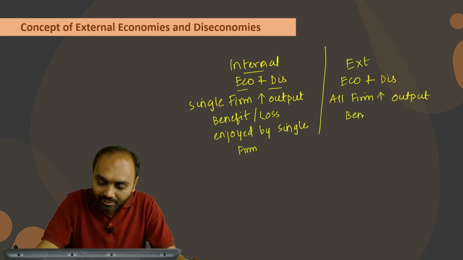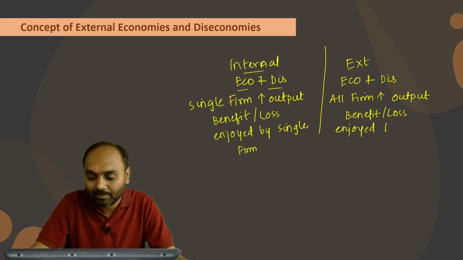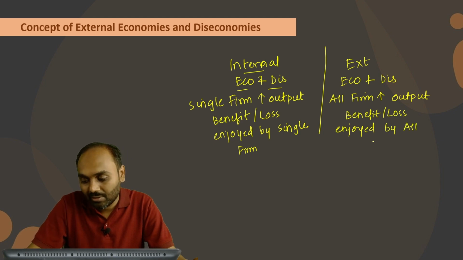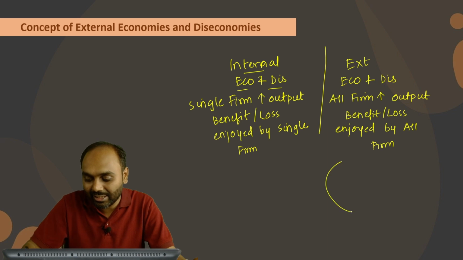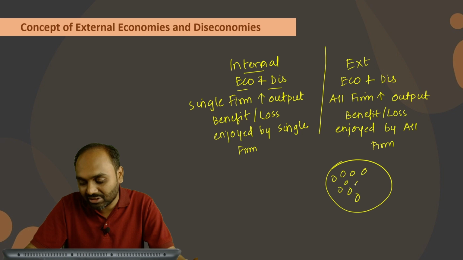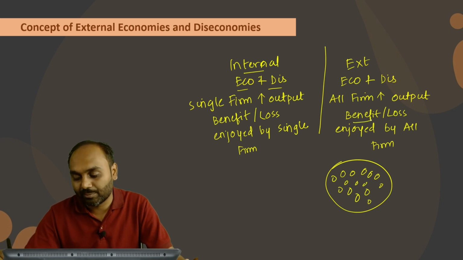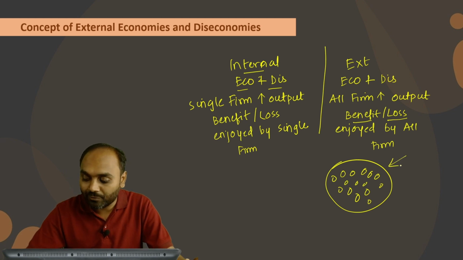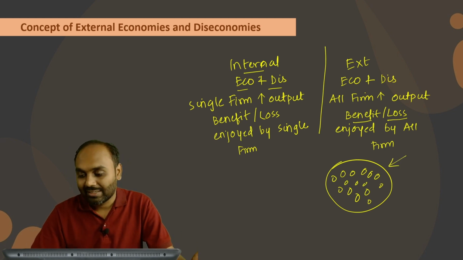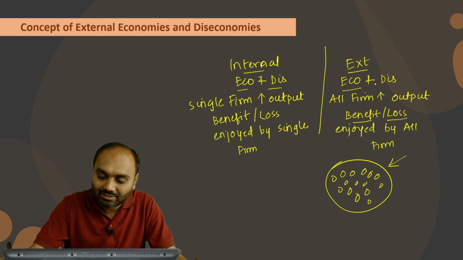and benefit as well as the losses will be enjoyed, but not by a single firm, enjoyed by all firms. It means there will be an industrial area where there will be lots of companies and all these companies are increasing the production. And if all companies are increasing the production, then there will be a possibility of benefit or even a possibility of a loss, but it will be enjoyed by all firms, not a single firm, by all firms. Then it will be termed as external.